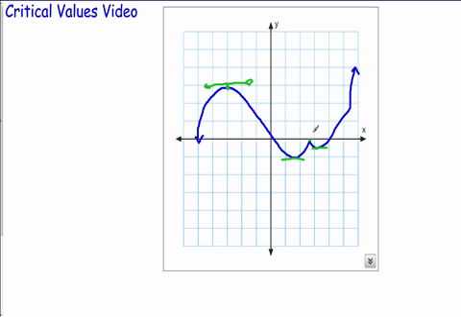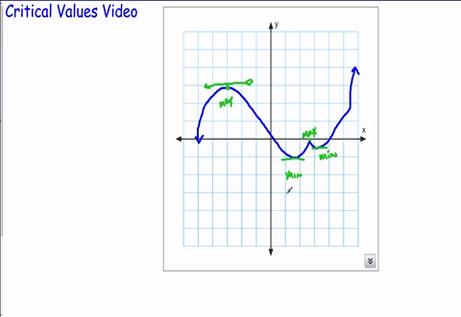Okay? Now I want you to notice some other things that happen at critical values, and we're going to be talking about this in a day or two. That we have a maximum here at this critical value, and we have minimums at these critical values. And this one, even though the derivative does not exist here, is still a maximum value. Okay, these are considered your relative maximums and minimums of this curve.